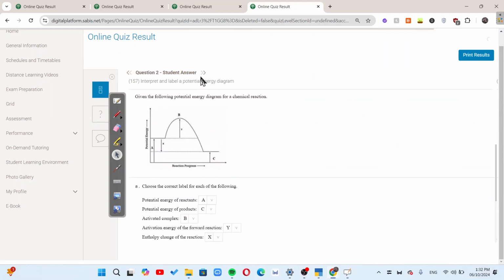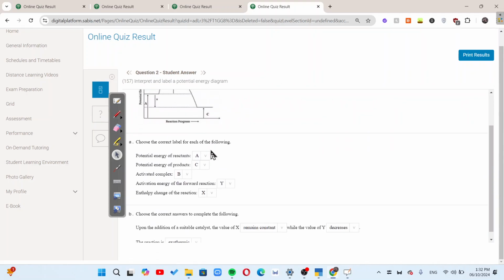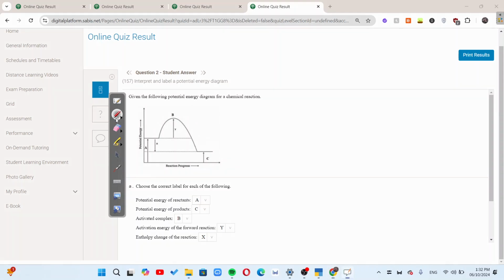Next question. There's only 5 questions here. Okay, so let's go on to part A. We now need to name. The potential energy of reactants is here, A, and the potential energy of products is C. The activated complex is your highest point. You look at your highest point, that's the activated complex.